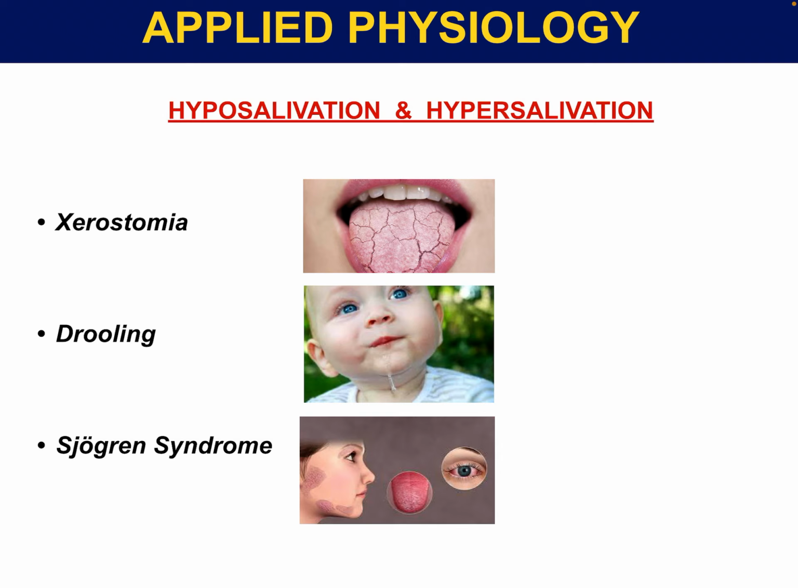Temporary hyposalivation occurs in emotional conditions like fear, and in fever, dehydration, etc. Permanent hyposalivation occurs in obstruction of salivary ducts, congenital absence, Bell palsy, etc.